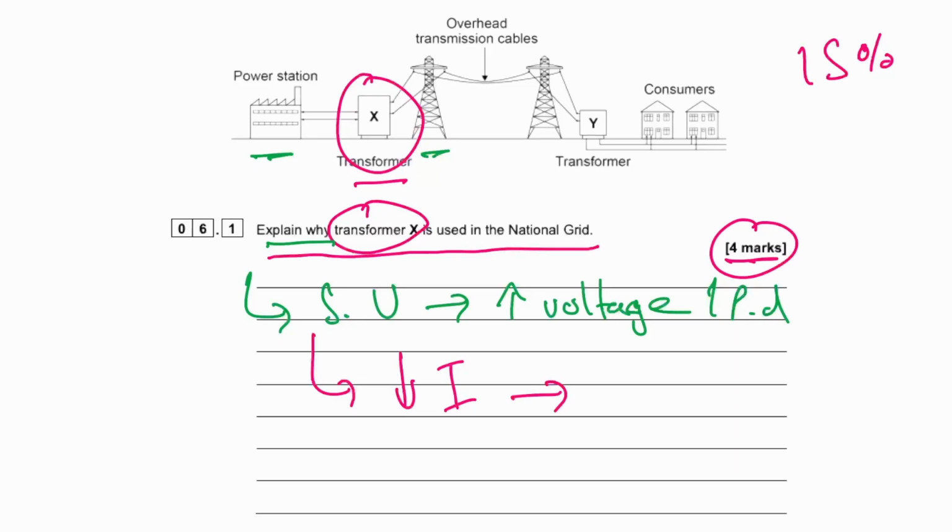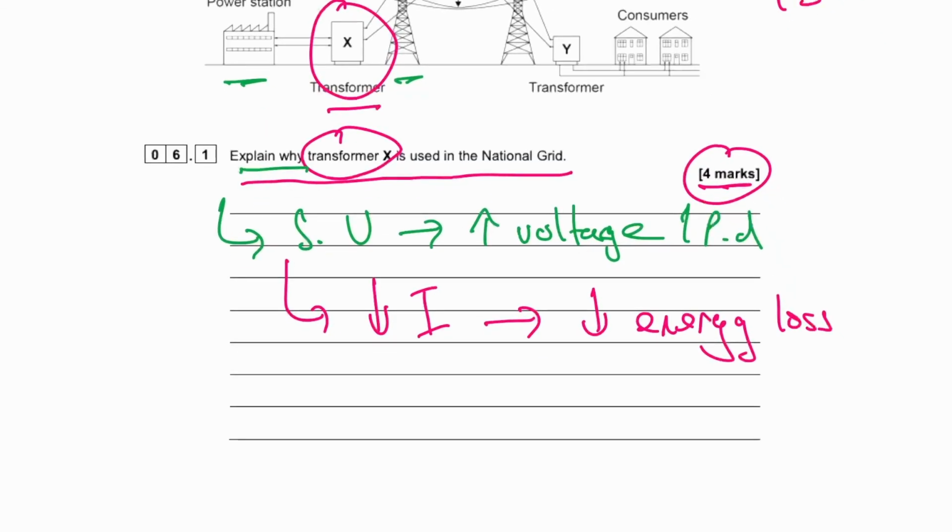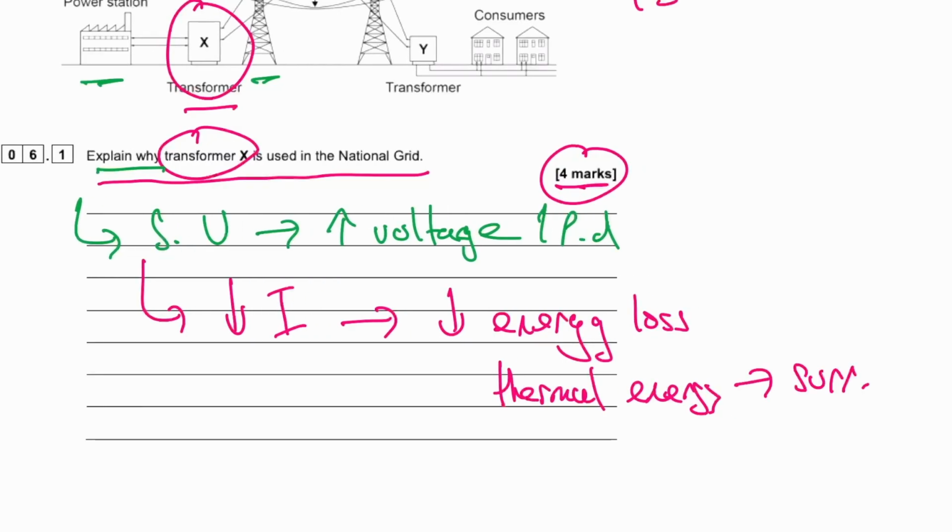When you decrease the current, what actually happens is you end up reducing the energy loss, particularly the energy loss due to thermal energy into the surroundings. This is the key point that should have come up in your revision. The whole reason that we have these step-up transformers is to decrease the current, and the whole reason for doing that is you want to decrease the thermal energy loss.